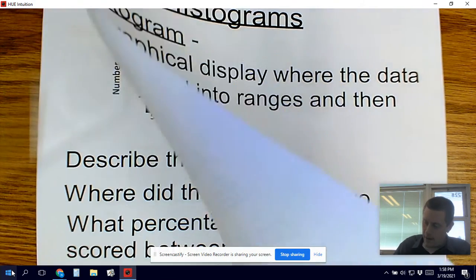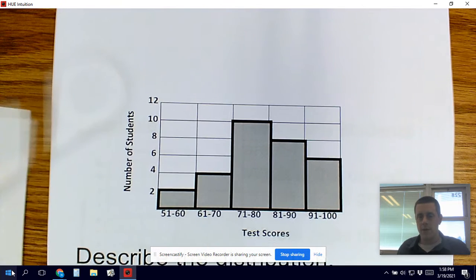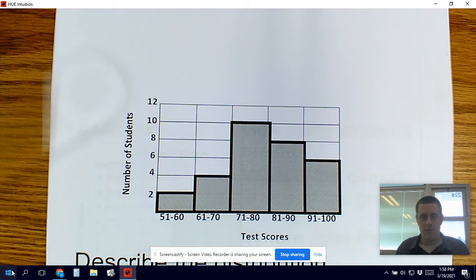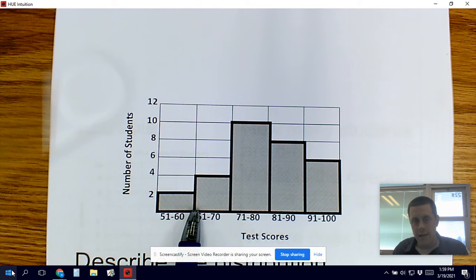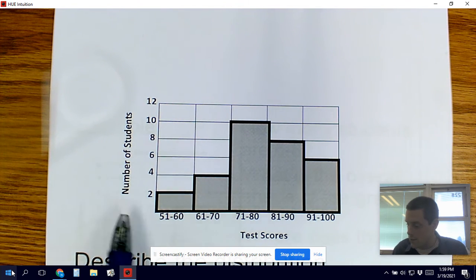So let me pull up a histogram, and let's just talk about it for a second. So this is a picture of a histogram. It kind of looks like a bar graph, but in a bar graph, you would have gaps between every bar. Histograms, because they are interval-based, as soon as one interval ends, the next one begins, which causes the bars to be touching.